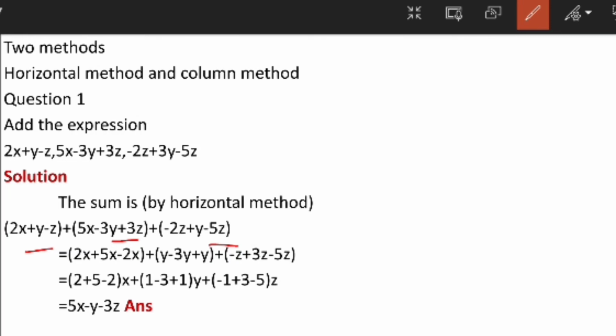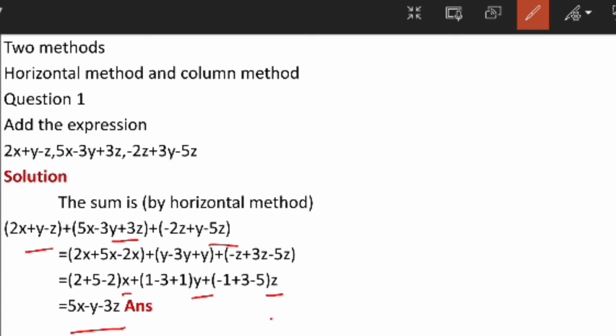After that, we take x outside and write only the numerals inside the bracket. So for x we get 2 plus 5 minus 2, and for y, 1 minus 3 plus 1, and for z, minus 1 plus 3 minus 5, taking out all the variables and writing only the numerals inside the bracket. After adding, we get 5x minus y minus 3z as the final answer. Okay, children, this is the horizontal method of adding or subtracting.